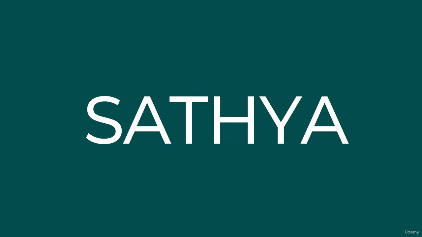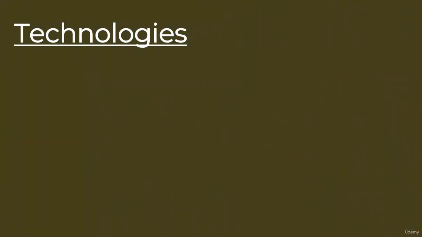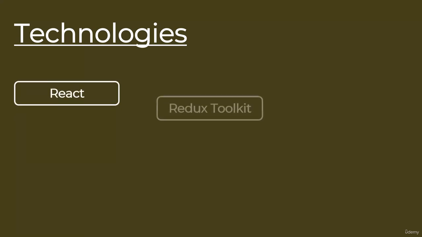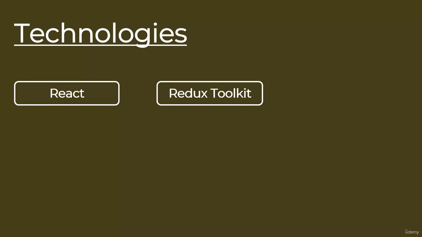So before getting started with the actual curriculum and project demo of this course, first let's discuss the technologies that we will be using to build this project. I will start with the front-end technologies. We will be using React.js as our main framework in the front-end, Redux Toolkit as our state management tool, and Ant Design as our component-based library.